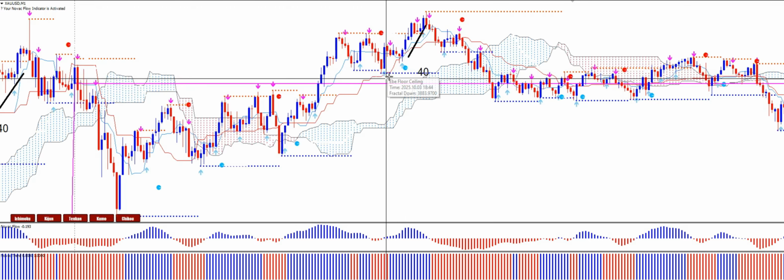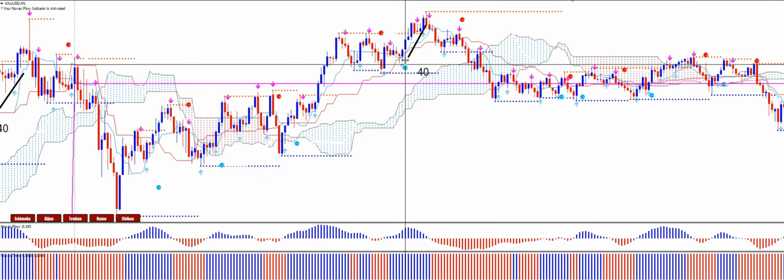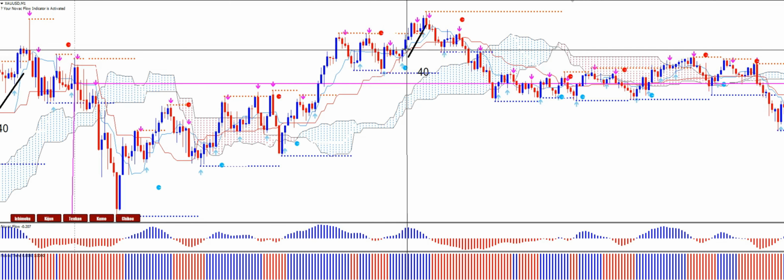Okay, it's above the red line, above the cloud, but the Novak flow and trend, one is blue, one is red, so no entry. And then it gives us another buy entry arrow at this minor support, so above the red and blue line. Okay, above the cloud, Novak flow and trend is red, stop loss 20 pip, take profit 40, so it went up about 45 pip.